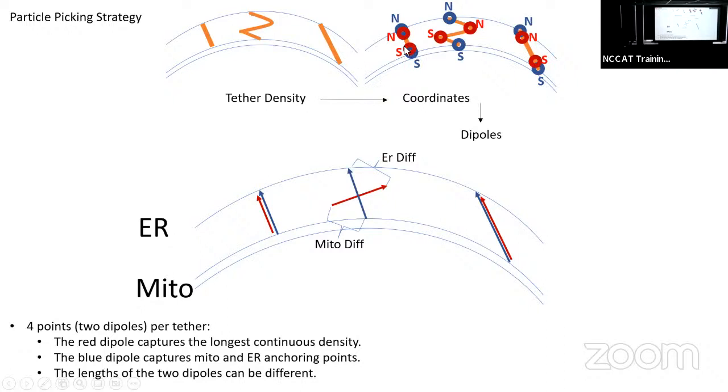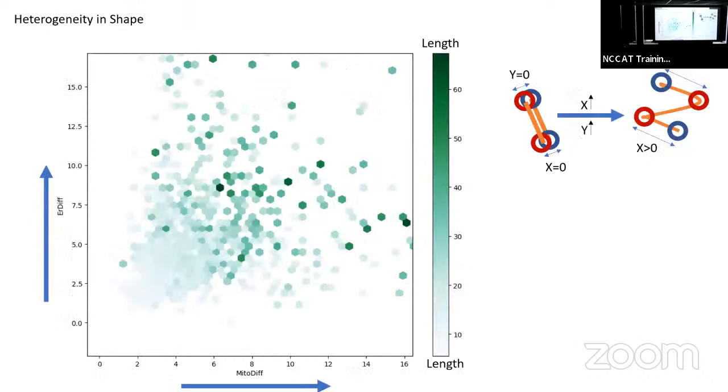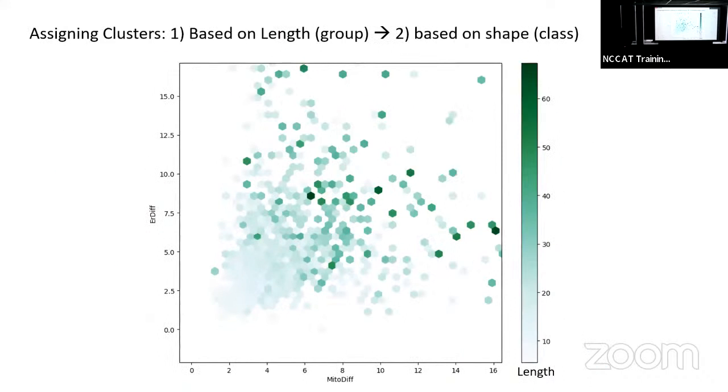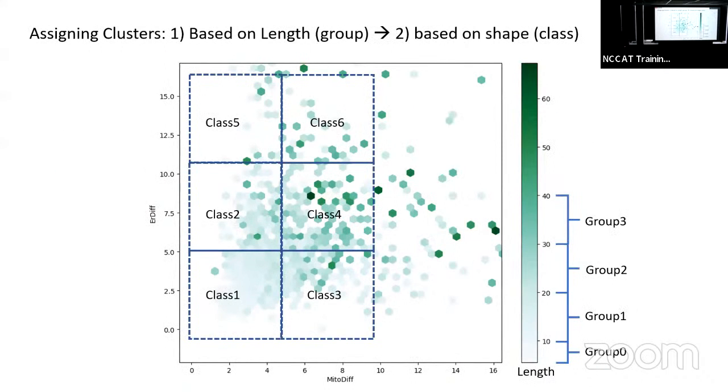So I decided to use two different dipoles, one that aligns with the longest density of the tether, which will be the red dipole, and one that aligns with where the tether touches the membranes. In the case of a straight tether, they align pretty well. And in the case of this tether, you can use the differences to classify them. This is a simplified version of the full reality because, like you said, the shapes and structures are much more complex. And we can plot it and classify them, group them together. So I'm just going to skim past this.